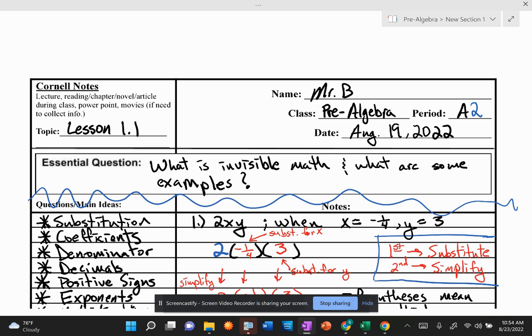Okay. Topic, lesson 1.1. That will be written at the top of your notes. And then essential question. We won't always have essential questions that change with every single thing we do. Sometimes there's a few notes in a row where it's the same essential question.